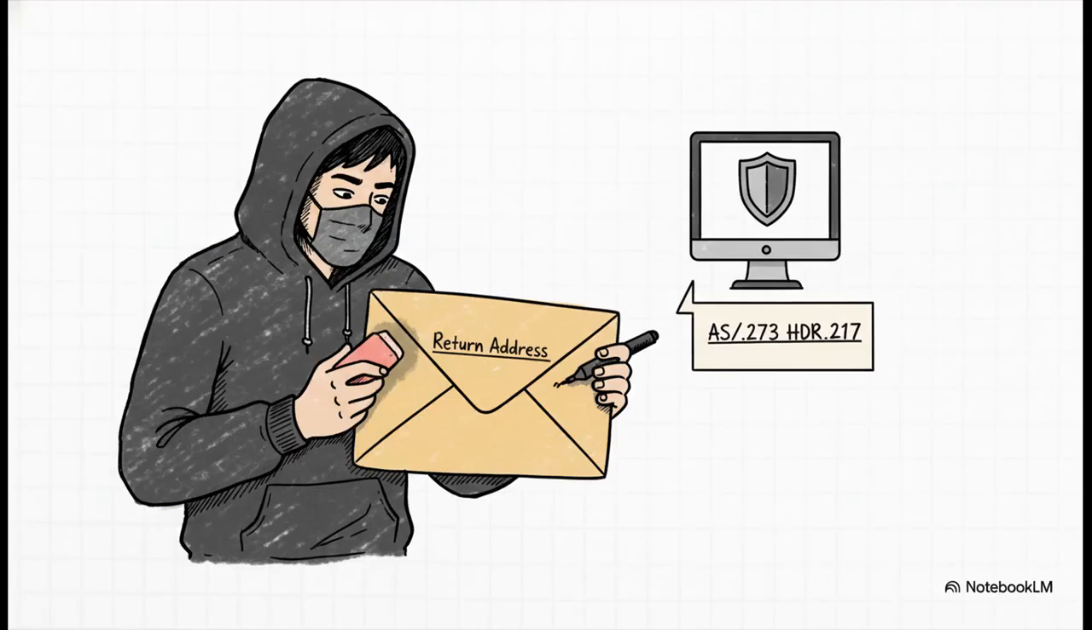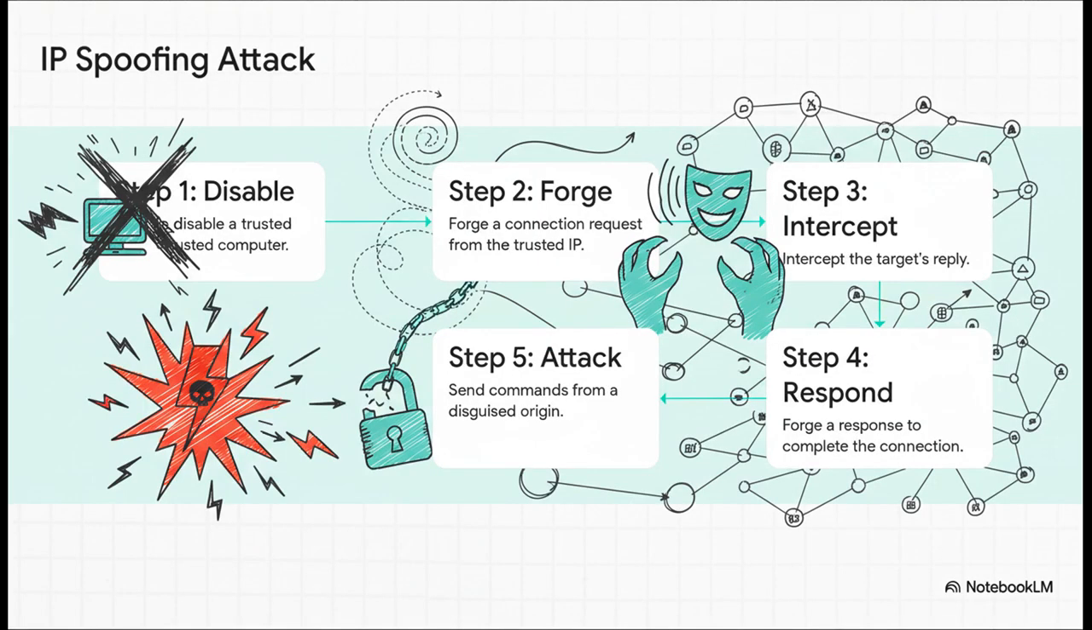Oh, they certainly try. The most common advanced technique is called IP spoofing. And this is basically the digital version of forging the return address on a letter. The attacker crafts their data packets to make them look like they're coming from a completely different and often trusted computer. It's a pretty complex dance.